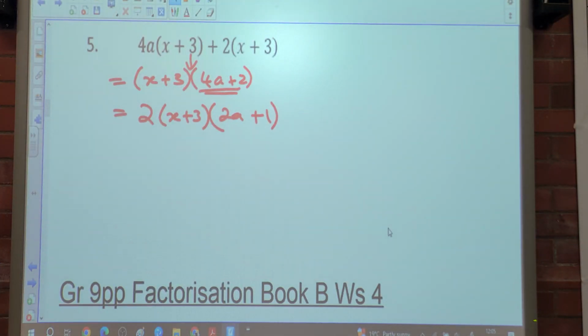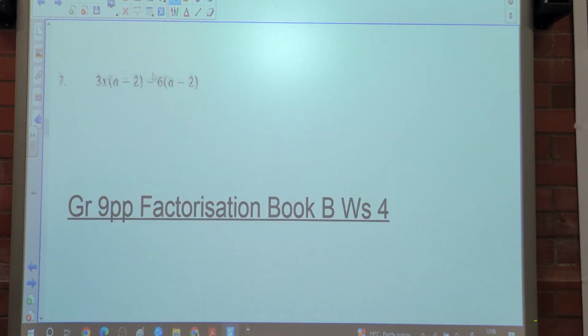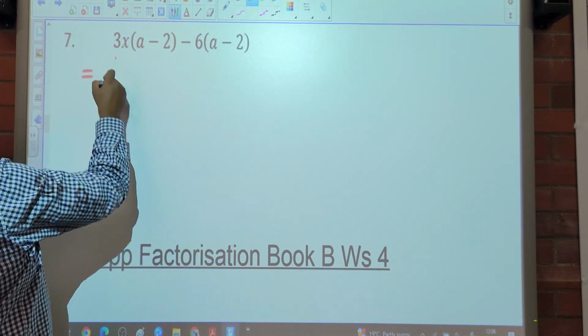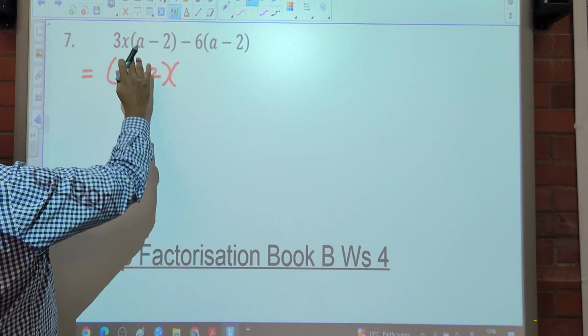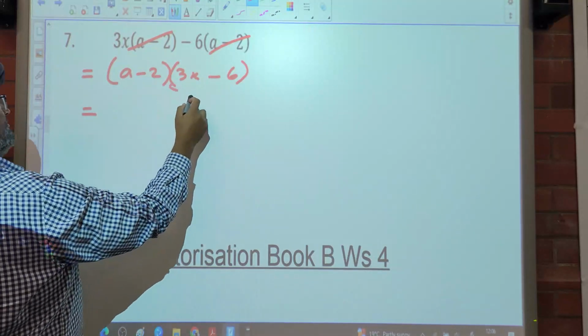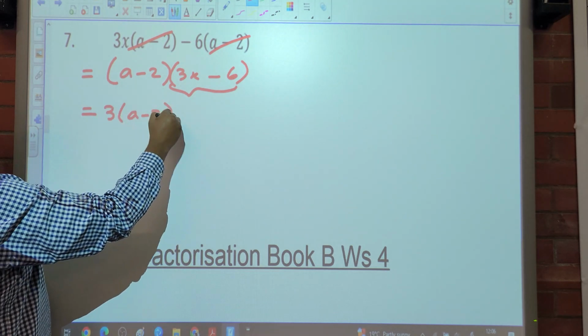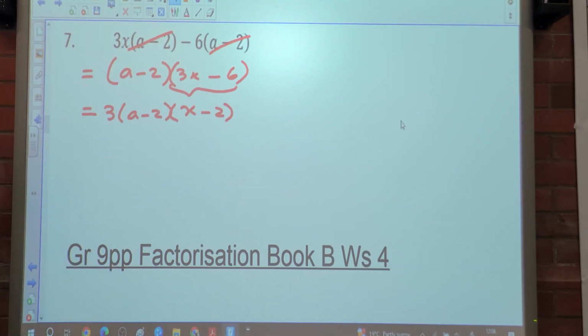Okay? Number 7. We've got 3x into a minus 2 minus 6 into a minus 2. What is common here? a minus 2. So what are we left with? 3x minus. So what do you notice about the second bracket? 3 is common. So it's a minus 2 into x minus 2. Any confusion there?